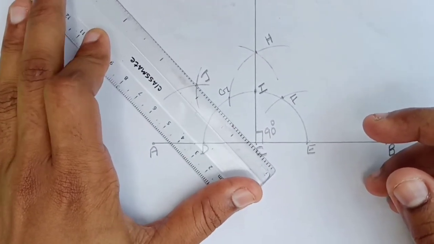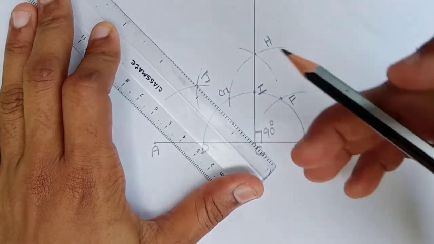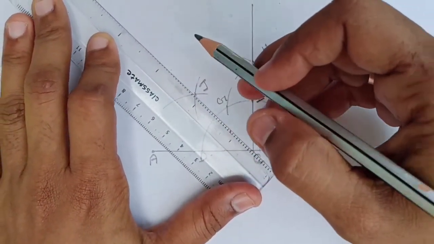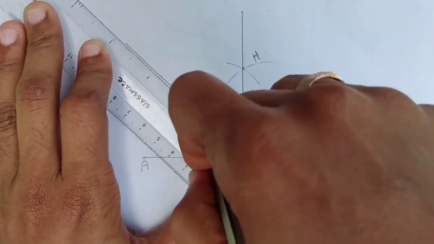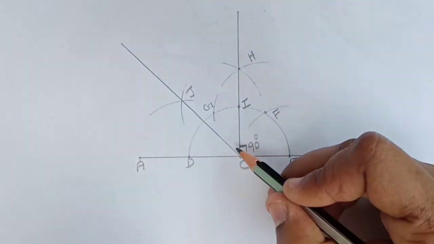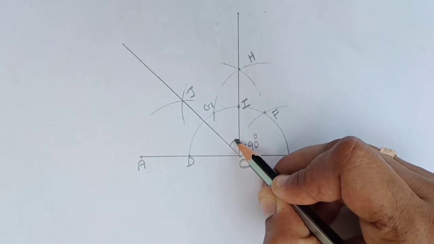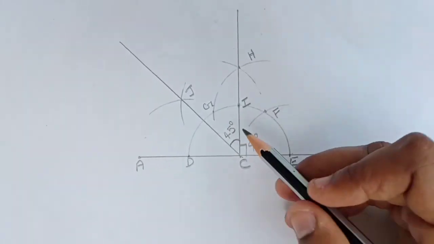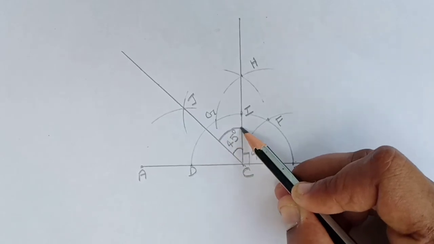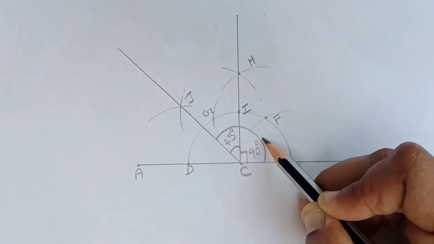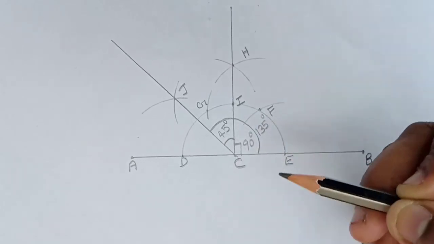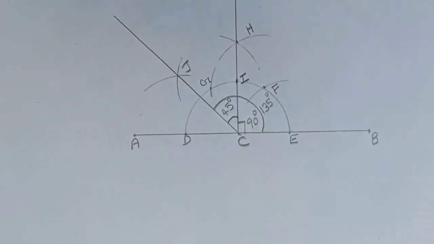And by using your ruler, join the points J and C. J and C we have to join by using your ruler. Now the angle 45 degree is formed. That is, JCH is 45 degree, and 45 and 90 when we add we get 135 degree.